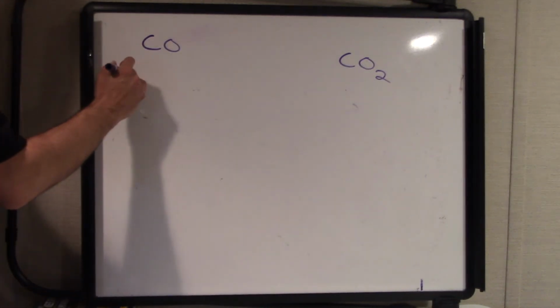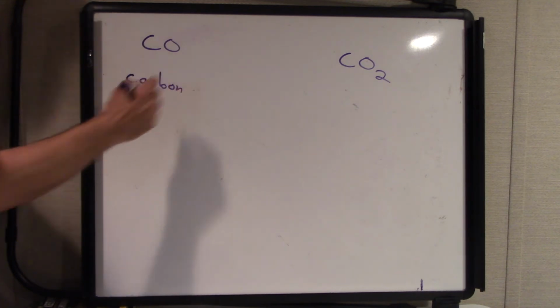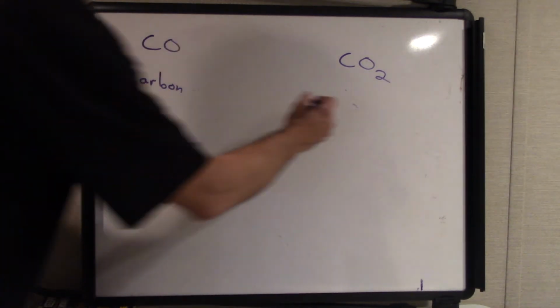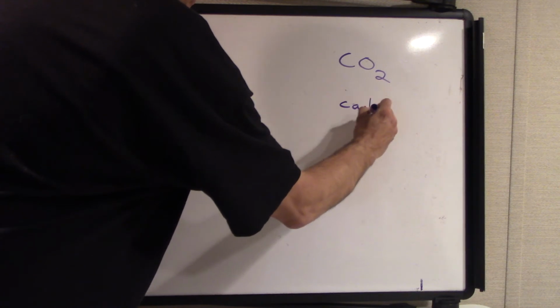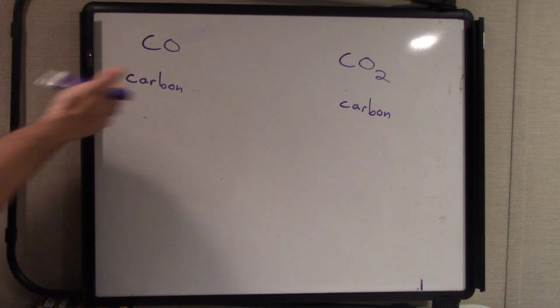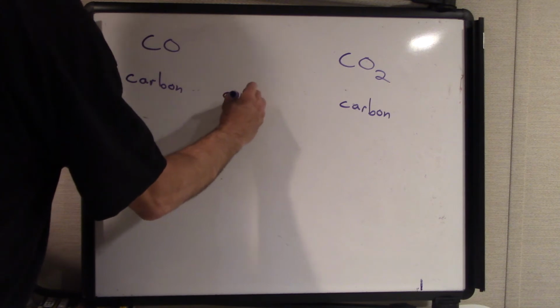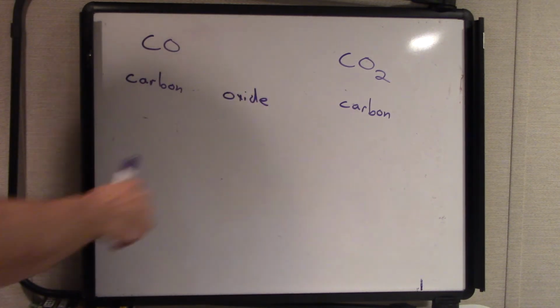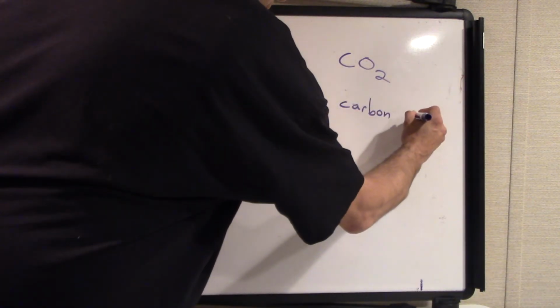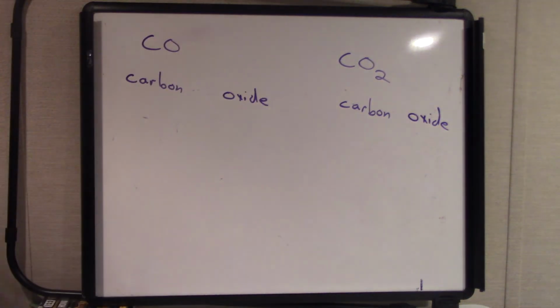First rule says write out the name of the first element, carbon. If I do that in each case, carbon, carbon. Then it says name the second element, use the IDE ending. Well, oxygen is going to become oxide. Oxygen is going to become oxide.